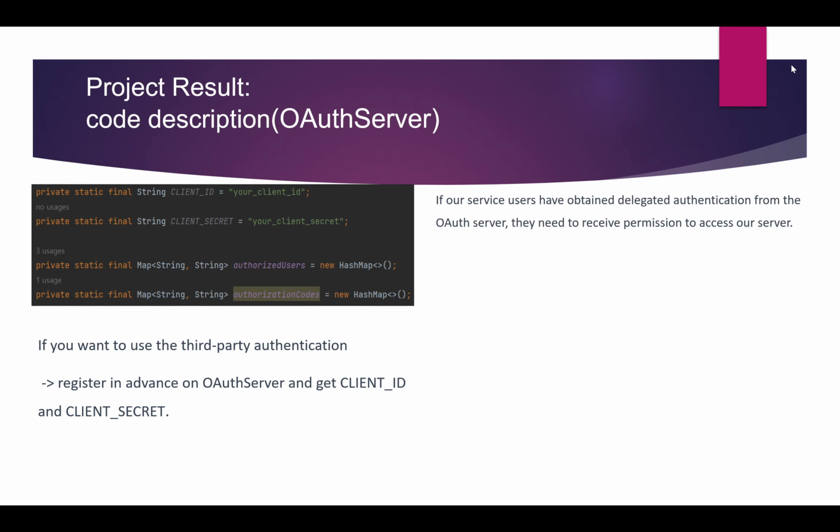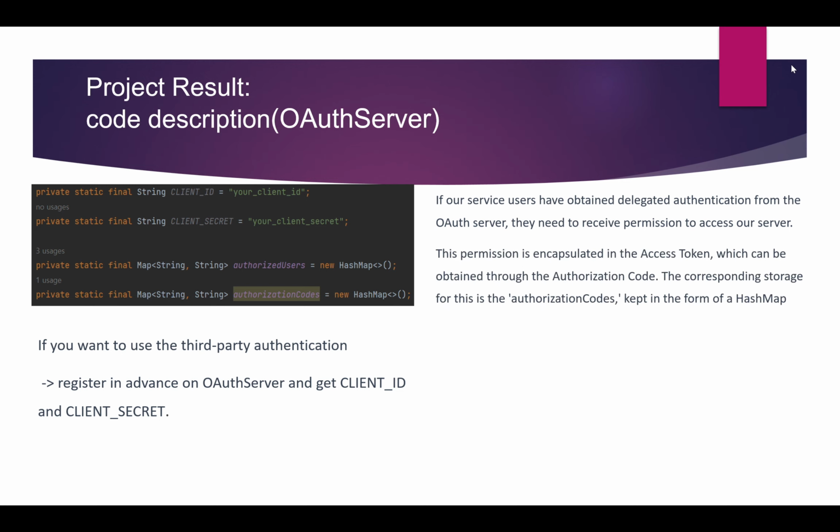If our service user has obtained a delegated authentication from the auth server, they need to receive permission to access our server. This permission is encapsulated in the access token, which can be obtained through the authorization code. The corresponding storage for this is the authorization code, kept in the form of a hash map.